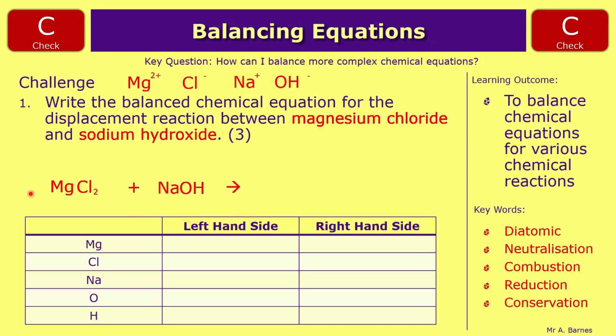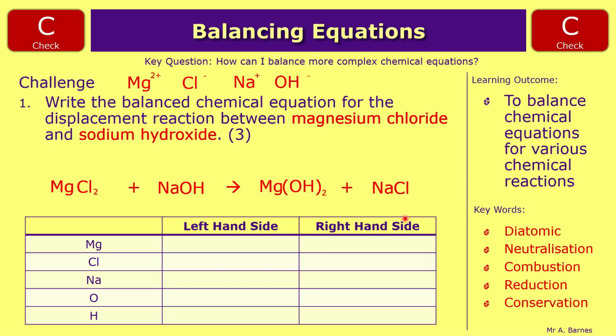In our displacement reactions, the endings swap around, so I'll have magnesium hydroxide and sodium chloride. So what I need to do is take my magnesium and hydroxide ions, do the same again, remove the charge, swap the number around, and because it's a compound ion I put it in a bracket, and then that leaves me with sodium chloride, which is Na+ and Cl-, so that becomes NaCl because the charges are the same.